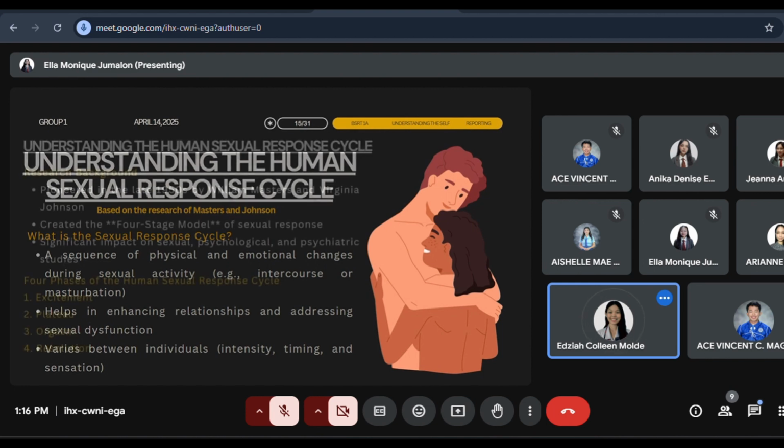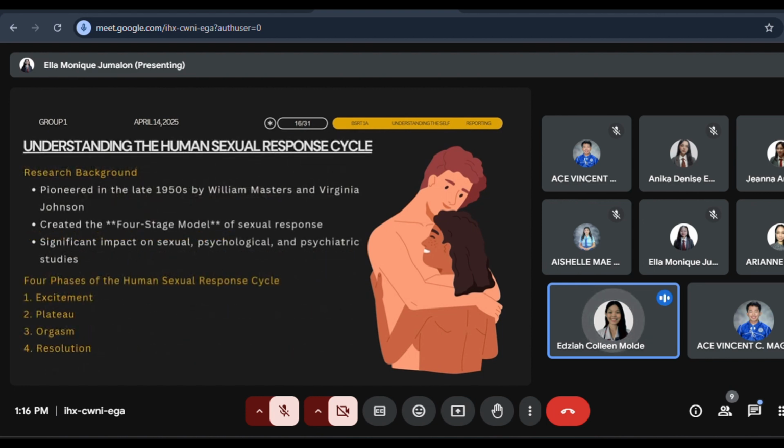Next, please. So, the research background. In the late 1950s, researchers William Masters and Virginia Johnson began studying human sexual behavior. They're well known for developing the four-stage model of sexual response, which remains widely used in sexual health, psychology, and medicine today. Their work helped break many taboos and brought scientific understanding to a topic that had long been ignored.